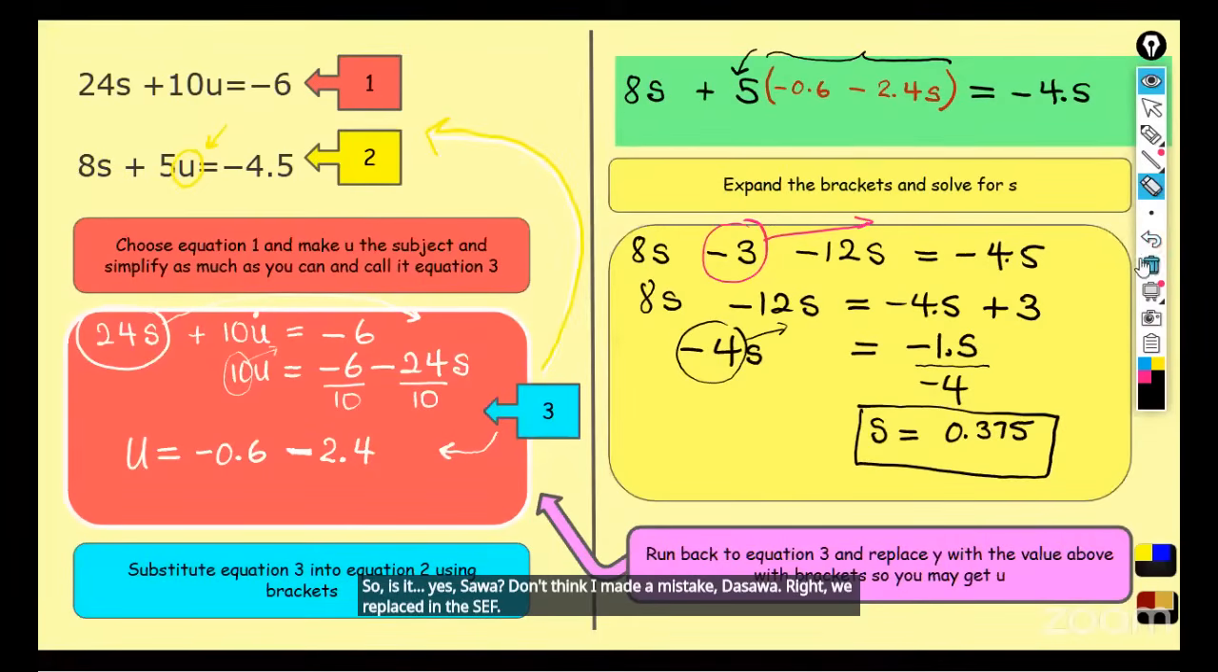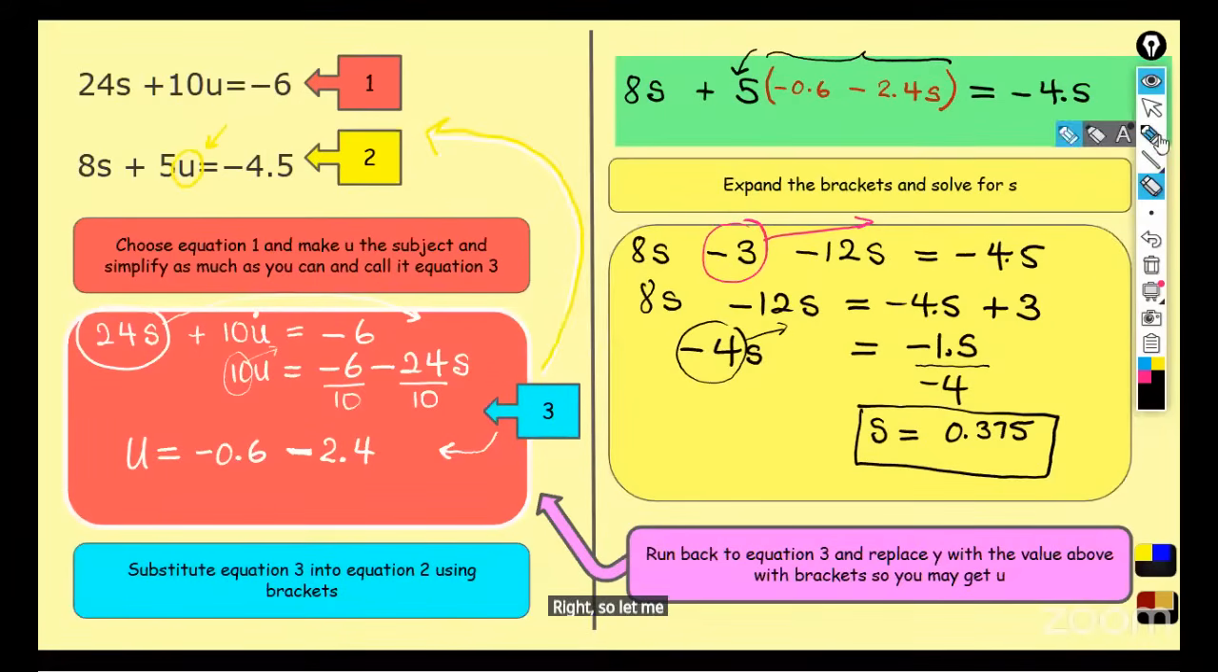Oh, no, it's an instrument problem. Yeah. Right, so let me erase this here. And in brackets, put 0.375. So U is equal to minus 0.6. Let's multiply 2.4 by 0.375. And I'm getting minus 0.9.